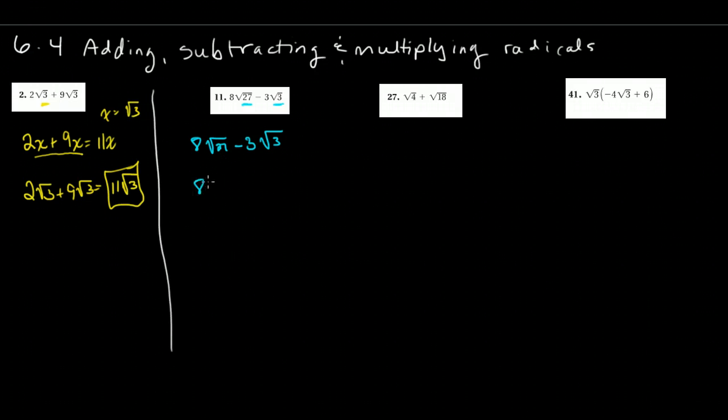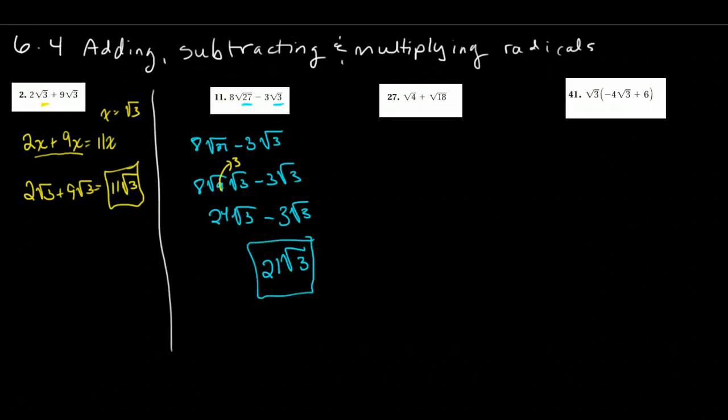27 is 9 times 3, so it's the square root of 9 times the square root of 3 minus 3 radical 3. And the square root of 9 is, well, that's just 3, right? So basically I have 8 times 3, which is 24, and then that 3 is left underneath the radical there. And when I subtract 3 radical 3 from that, I get 21 radical 3, and that would be my answer there.